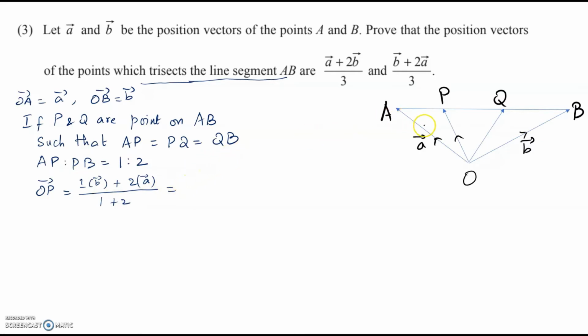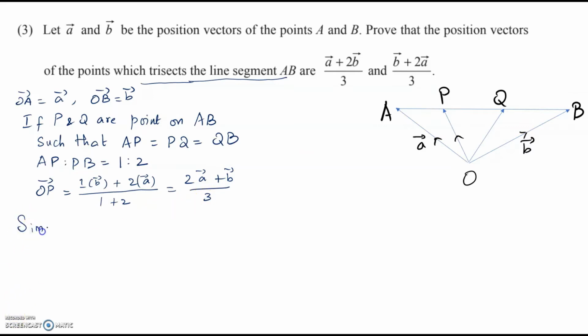Okay, so our vector OA is vector A, and vector OB is vector B. Since P is dividing AB in the ratio 1 is to 2, we are multiplying vector A with 2 and vector B with 1 and dividing it by 1 plus 2. So that's our section theorem. So this would mean this is equal to 2A vector plus B vector divided by 3. I hope that's clear.